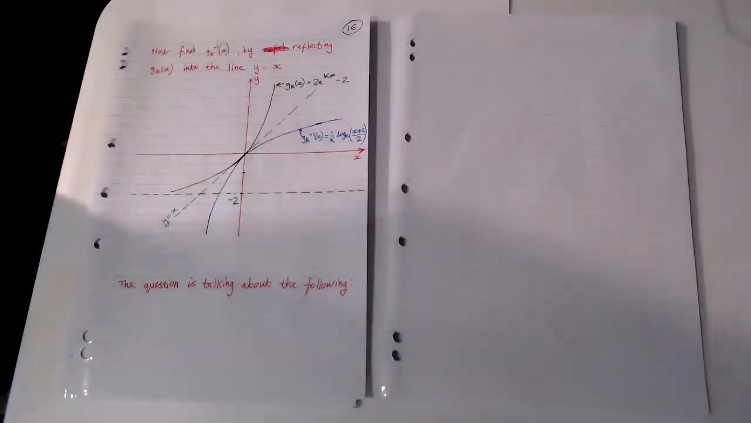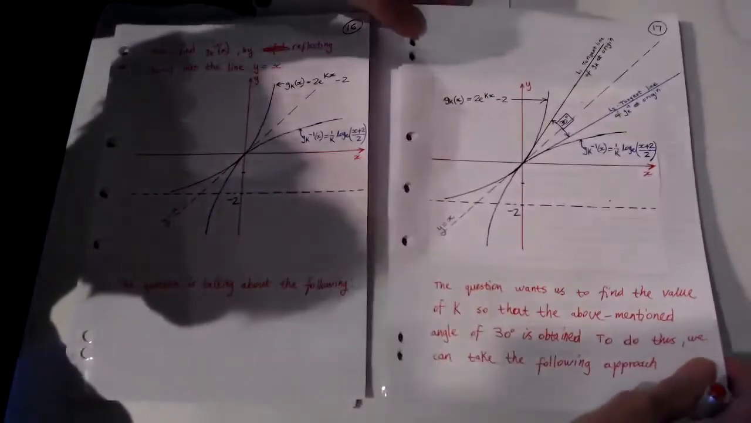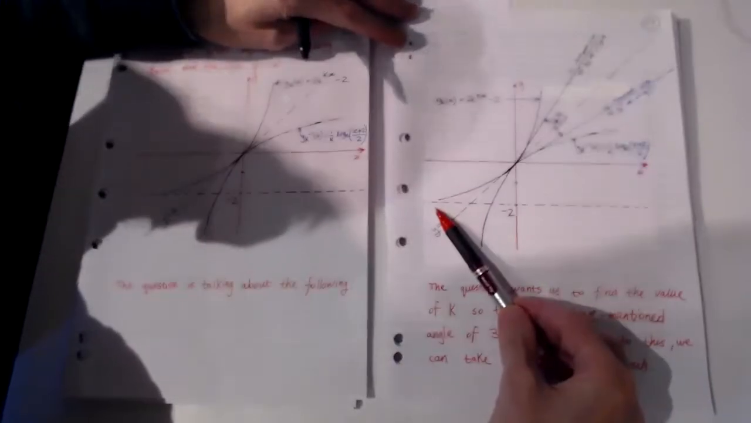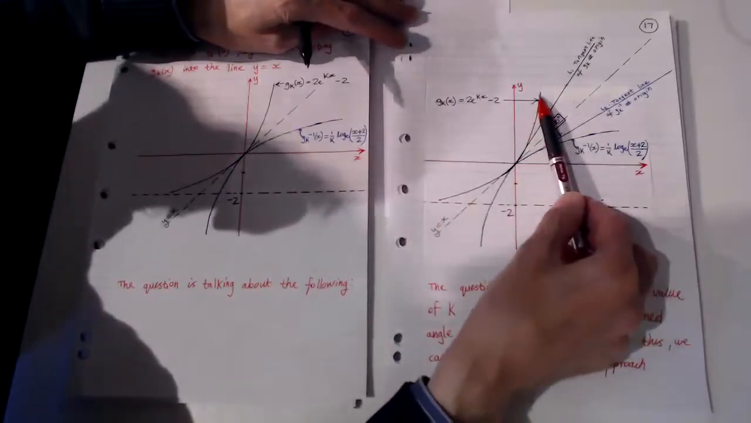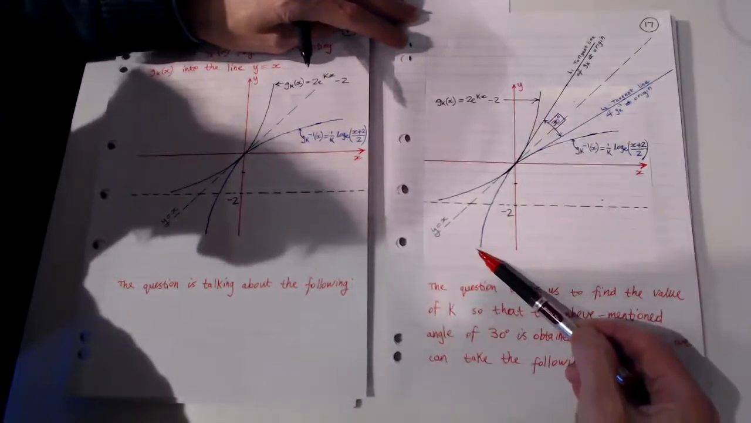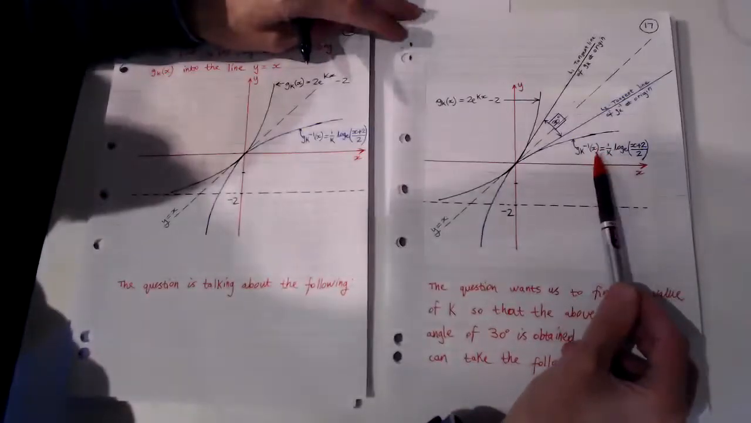Now, what's the other thing that they mentioned in the question? Well, they mentioned the following. In the question, they mentioned that you got the graph G sub k shown as a black curve here, and you got the graph G sub k inverse shown by the blue curve.